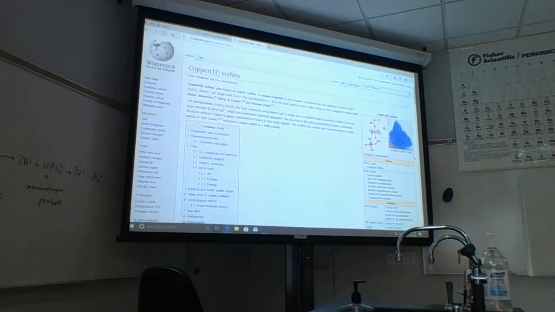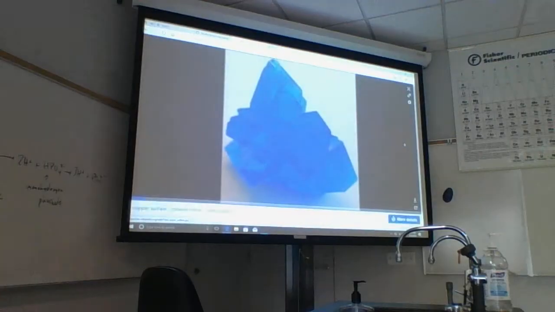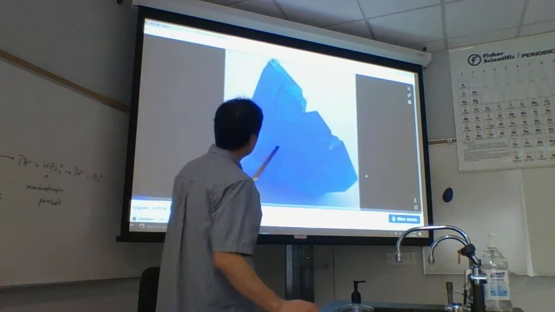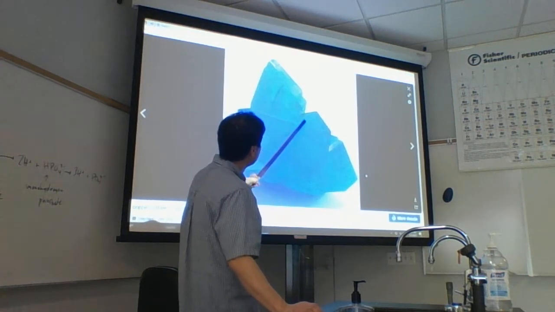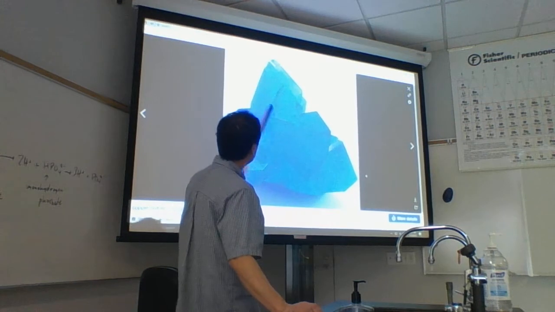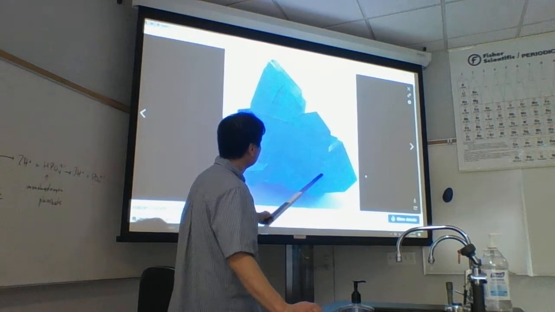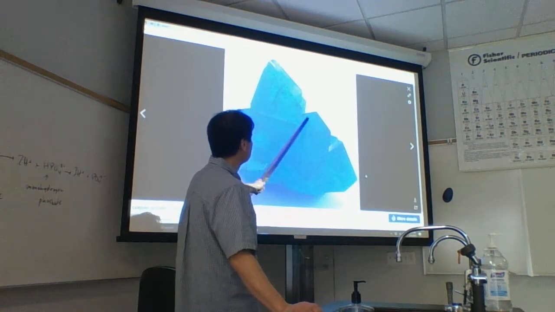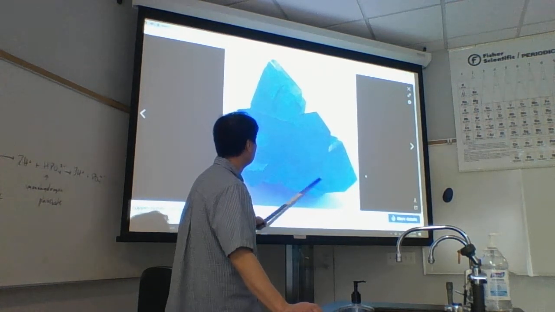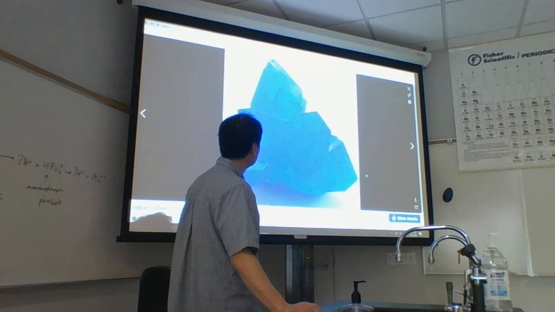So this is a crystal here of copper 2 sulfate. Oh, it's blurry. I don't know why. This is copper 2 sulfate. Actually, this is multiple crystals here. You can see one big crystal here, another one here. They're all kind of intergrown with each other. This is not a single crystal. This is a big single crystal, big single crystal. So we've got some big crystals here of this.